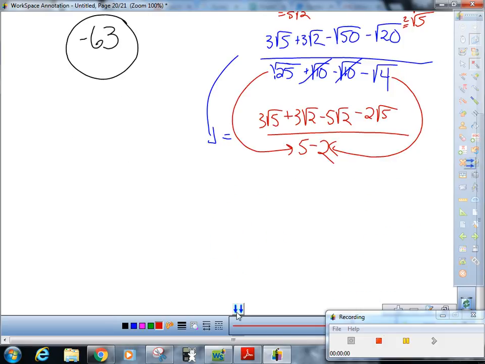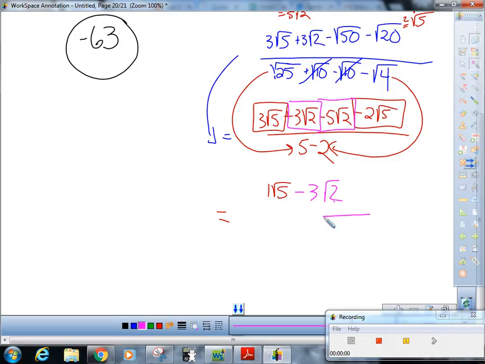We'll keep going. So on the top, 3 radical 5, negative 2 radical 5 combined to 1 radical 5. 3 radical 2 and a negative 5 radical 2 combined to a negative 3 radical 2. All over 3. And that's my answer. Tricky. Boom!